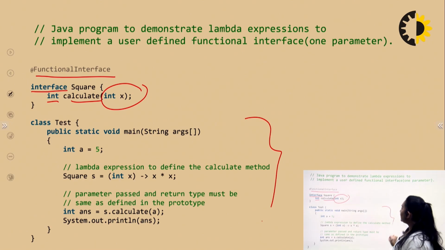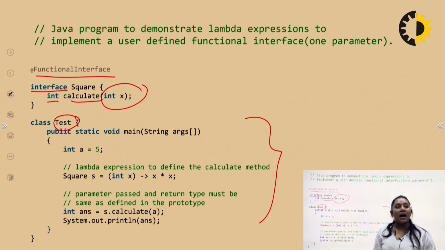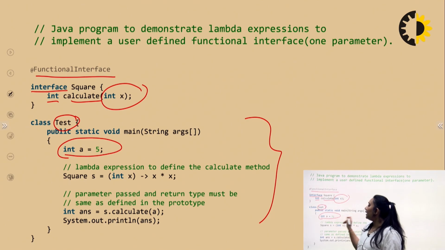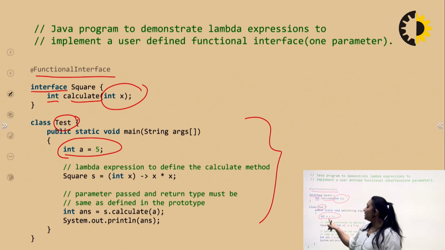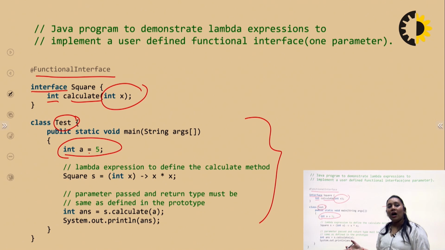The program is started. The class was initiated. The class name is Test. After giving the class name, we write the public static main function, and in this we define int a, which has the value 5. This a needs to be converted using a lambda expression. So how can we do it with the lambda expression?